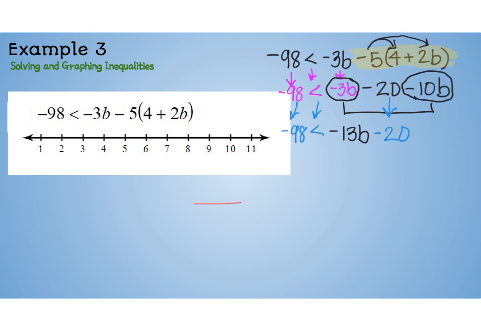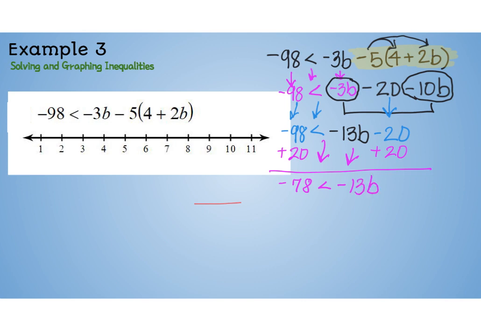Okay, so now, remember, same thing. I want to make sure that I have all my constants on one side and all my variables on the other. So I'm going to move this negative 20 by adding 20 to both sides. Now negative 98 and a positive 20, recall you're going to subtract, right? So then here you're going to get negative 78. Bring down that inequality symbol. Bring down that negative 13b.